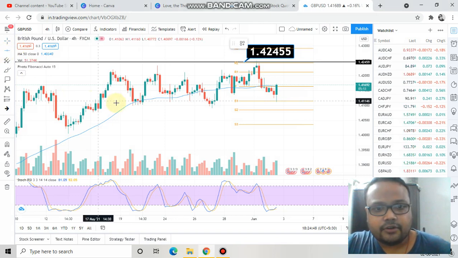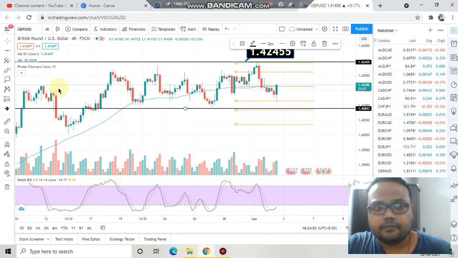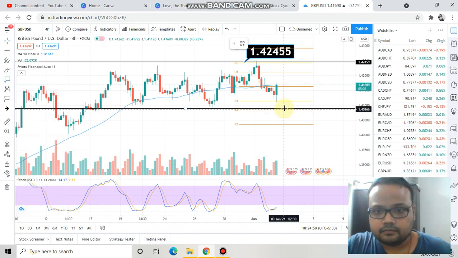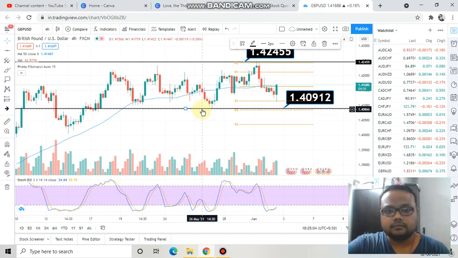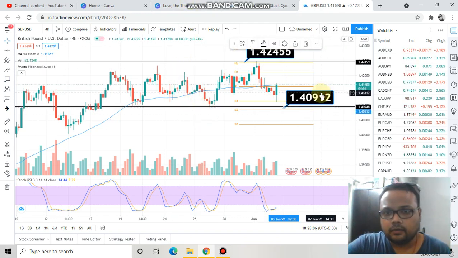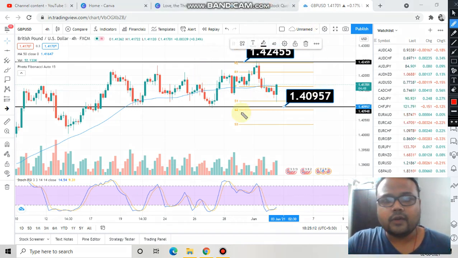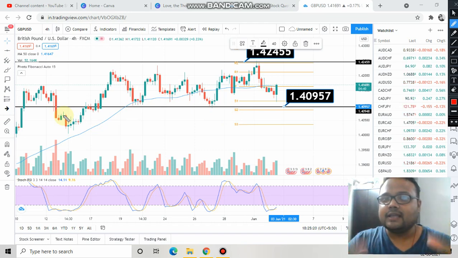The second trading opportunity is this level. Wait, let me adjust the price. Okay, okay. So if you have watched my previous video, then I have already discussed this range. Okay, so I have already mentioned that market is in a range right now. Okay, so in a range bound market, we get opportunities at resistance also, at support also.